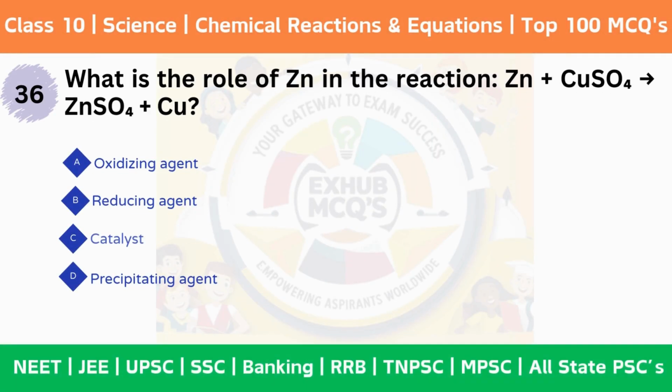MCQ 36. What is the role of zinc in the reaction? Zinc plus copper sulfate forms zinc sulfate and copper. Option A, oxidizing agent. Option B, reducing agent. Option C, catalyst. Option D, precipitating agent.